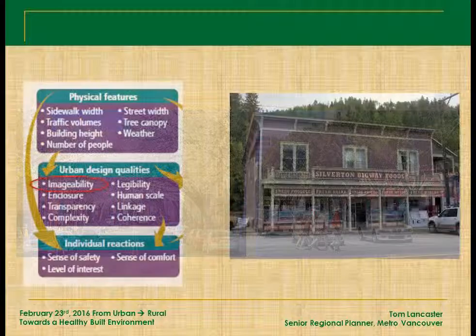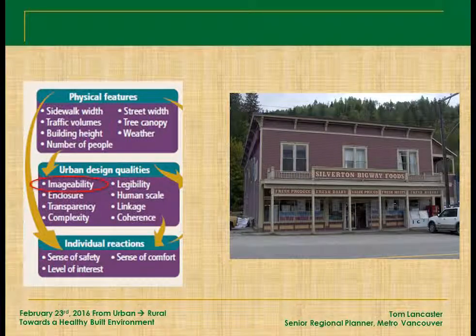Imageability. I threw in this photo of Silverton. I did some community planning in Silverton a little while ago. It's the smallest town in BC. And there's 187 people in the town. And if you would go there and do some planning work on the weekend, it would be 210, and people would be like, oh my God, there's a population explosion. But the imageability of a town or a village is so important, right?